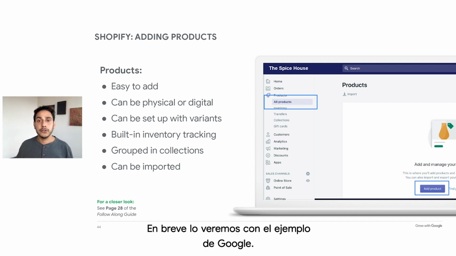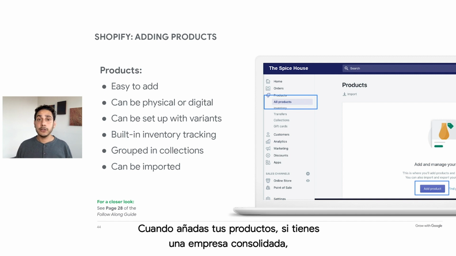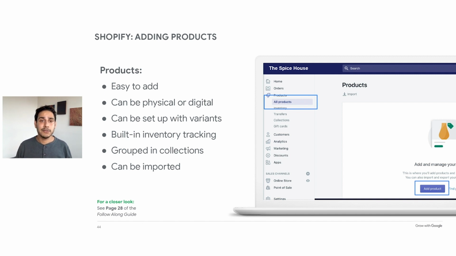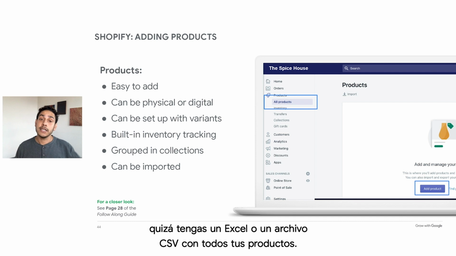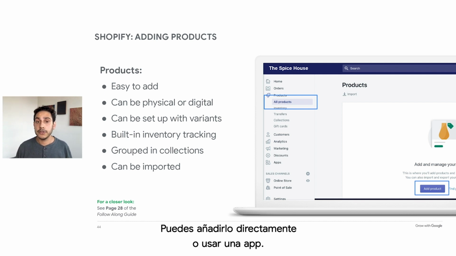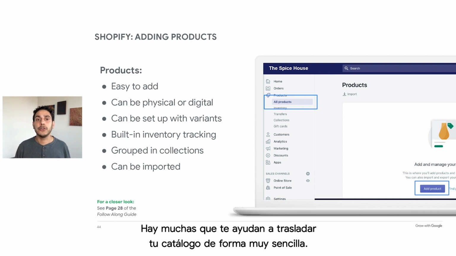And I'll show you that for the Google channel in just a second. Now, when you are adding your products, if you're an established business, maybe you have an Excel file, a CSV with all of your products, you can upload this in bulk, or perhaps you can pick an app. There's a bunch that allow you to move your inventory over quite easily.